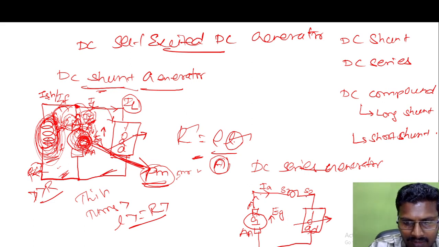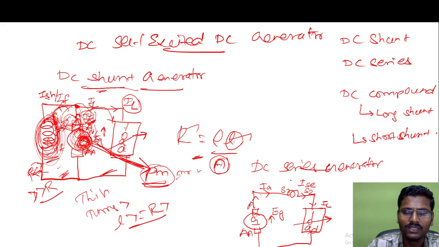So the current through the load will be IL, and the current coming out of the series field coil will be ISE. The field coil is connected in series, so the current is represented as ISE. Since the armature conductor is connected in series with the field winding, it is known as a DC series generator.